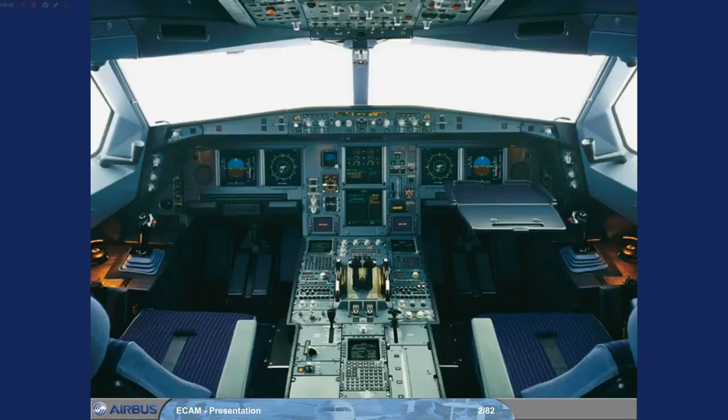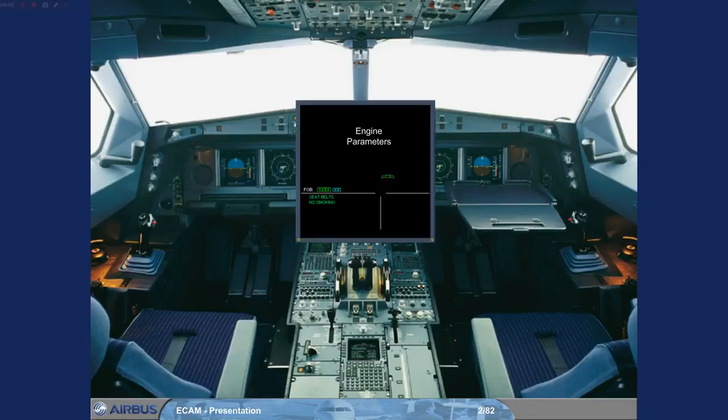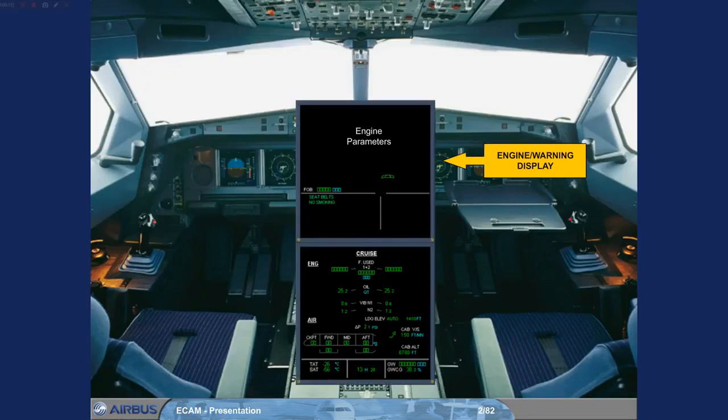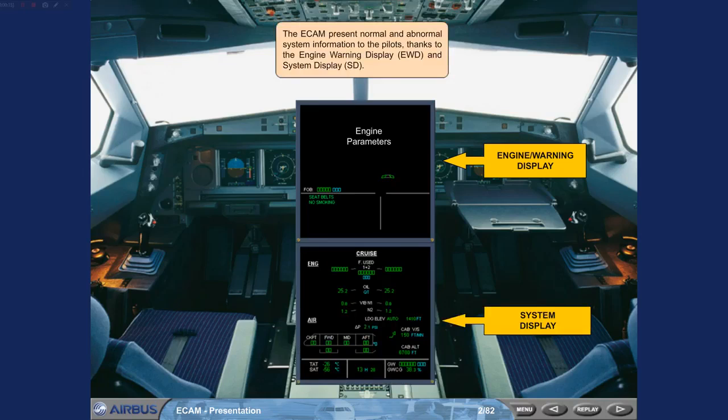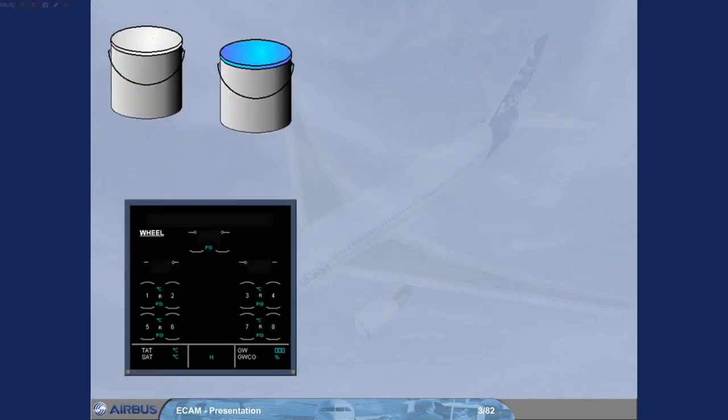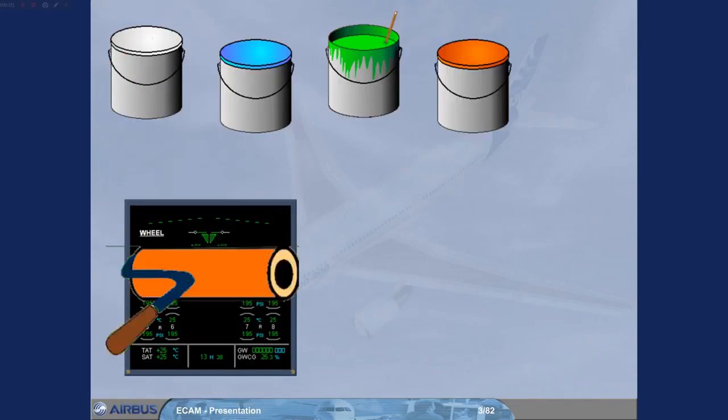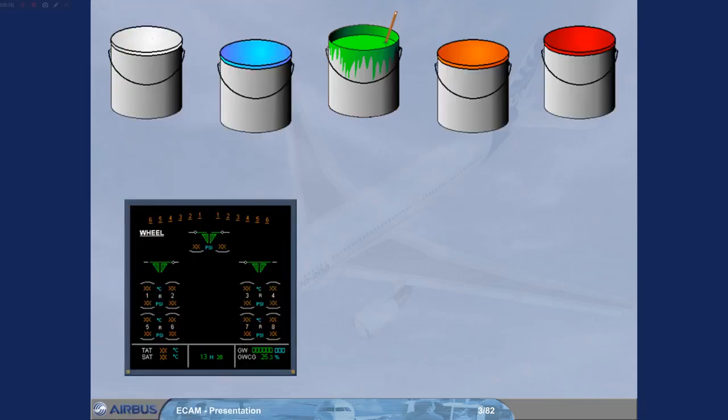The Ecam presents normal and abnormal system information to the pilots, thanks to the engine warning display, EWD, and system display, SD. Color coding is used on the Ecam screens for clarity and to aid identification of abnormal parameters. The main colors used are white, blue, green, amber, and red.